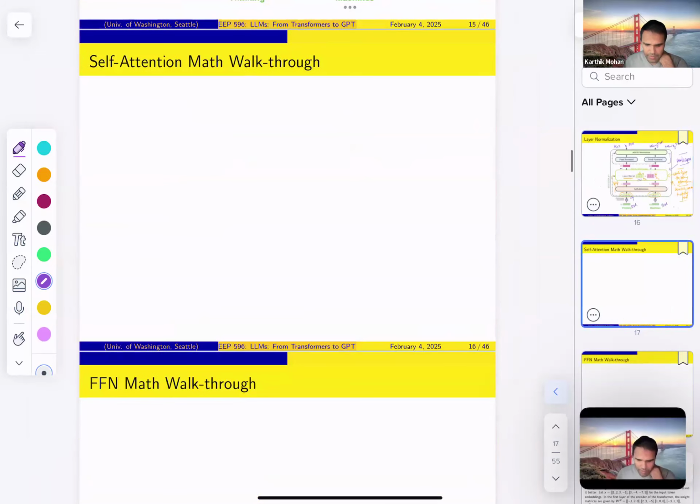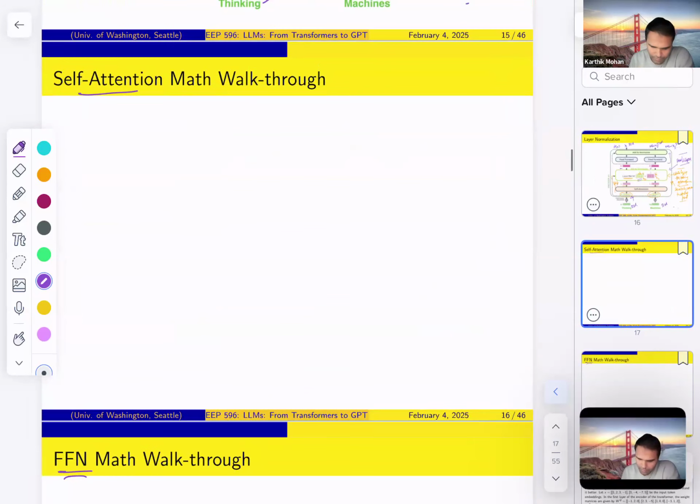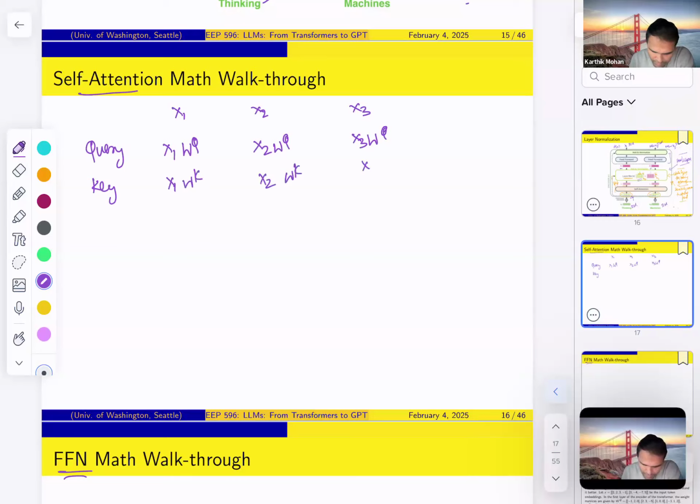What we'll also do now is a little bit more of a math walkthrough, so you're really comfortable with the math of it, for both attention and also for the feed-forward neural network. Okay. So we start with X1, X2, let's say X3 is also there. We first get the query for these things. So this is X1 times WQ, X2 times WQ, X3 times WQ, right? And then we have the key, which is X1 WK, X2 WK, X3 WK, and you have the value, X1 WV, X2 WV, X3 WV.